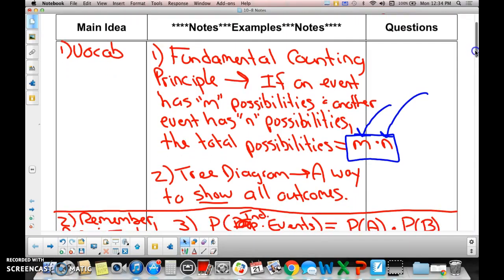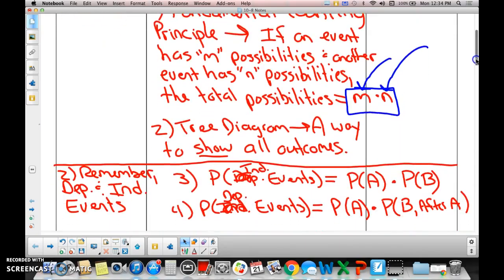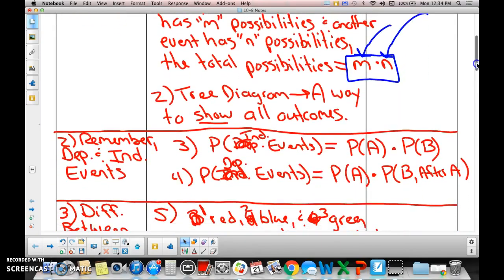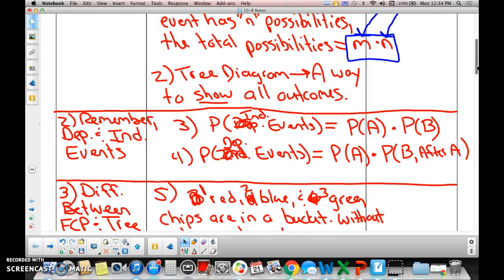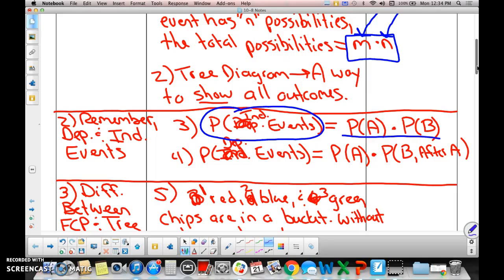Tree diagrams, what do tree diagrams do? Jack, what do tree diagrams do? It can show you all the outcomes. All the outcomes. The probability of independent events, number 3 here. You can also call the probability of independent events what? Brianna?